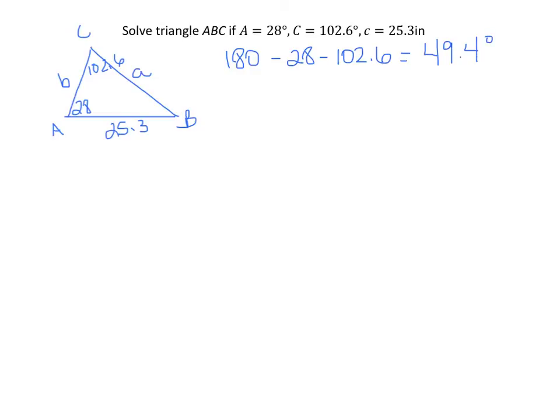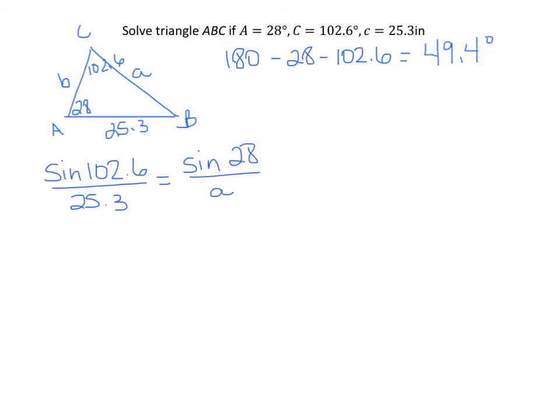From here, we can simply use the law of sines. I have angle C and side C, so that's what I'll need to use in each one of my ratios. So the sine of 102.6 over 25.3 is equal to the sine of angle A over side A. At this point, I'm going to cross multiply. So 25.3 times the sine of 28, I will divide that by the sine of 102.6, and I will put the whole thing directly into my calculator.